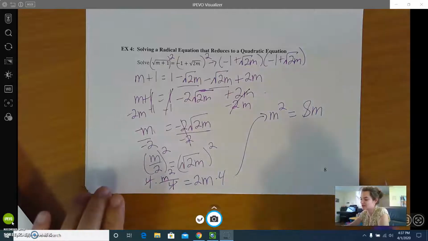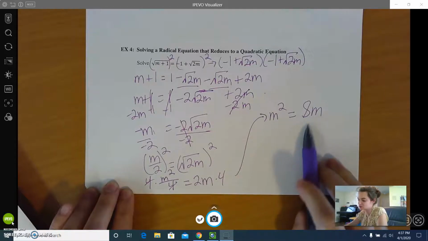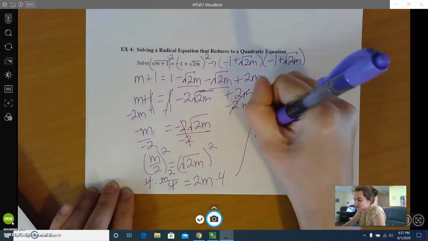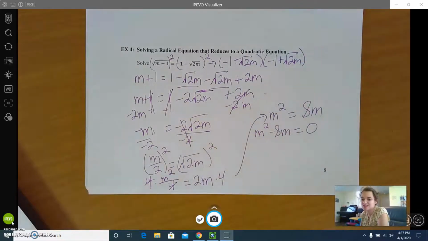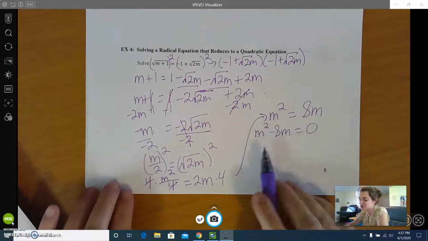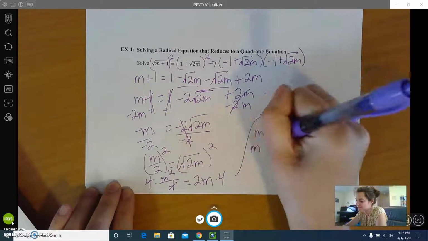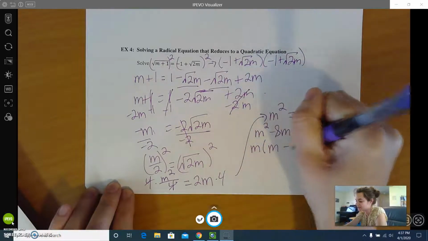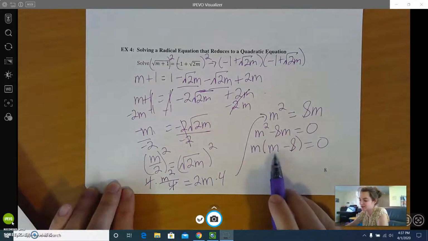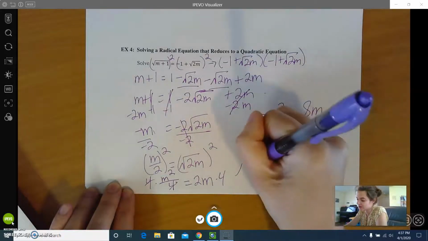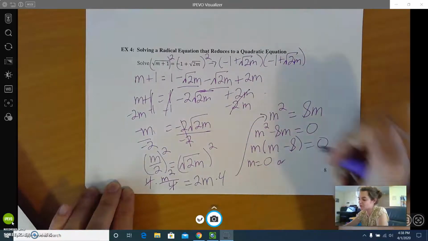So what we're going to do instead is get it in standard form, which means let's get everything on one side, by subtracting 8m from both sides. I'll have m squared minus 8m equals 0. It actually factors really nicely because it has a GCF. They both have an m in common, so we can factor out the m. So I would have m times m minus 8 equals 0. My two factors are m and m minus 8. So I'll have m equals 0, or m minus 8 equals 0, which means m would be 8.